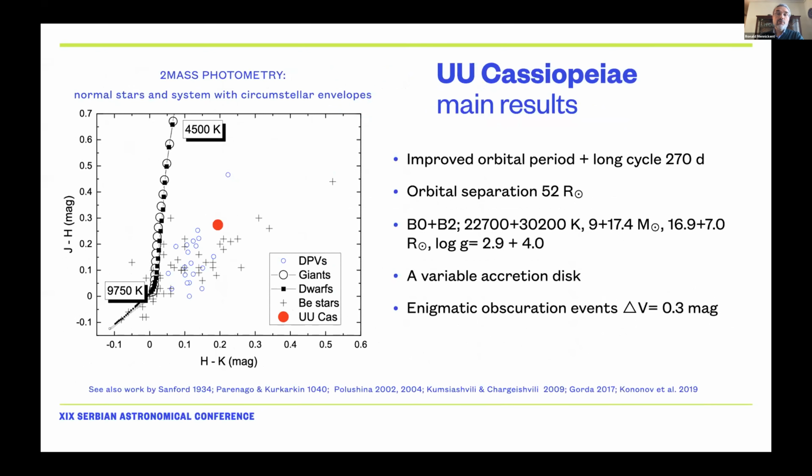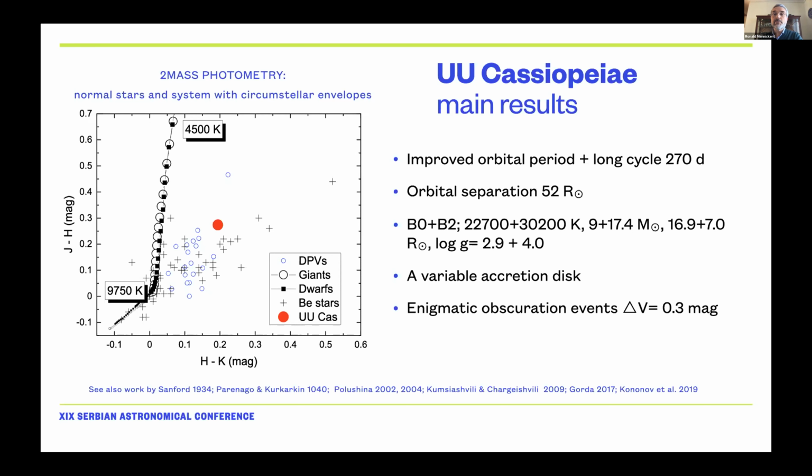And the position of this star in the infrared color diagram is along with other binary systems containing circumstellar matter. These are the normal giants and normal main sequence stars, the single stars, and the pluses indicate Be stars and the open circles double periodic variables. And the red dot is UU Cassiopeia, indicating in its position the existence of circumstellar matter.